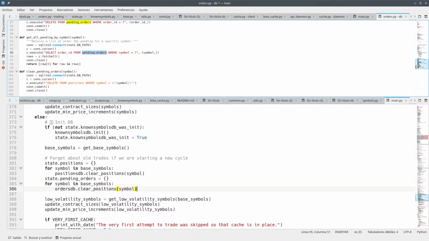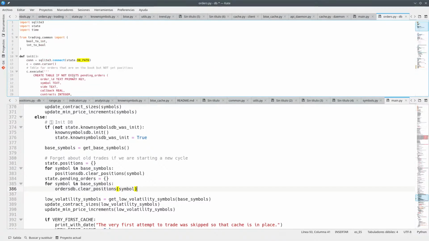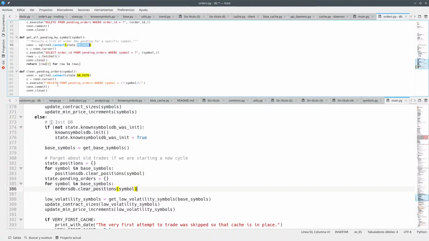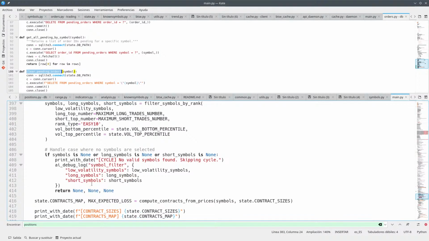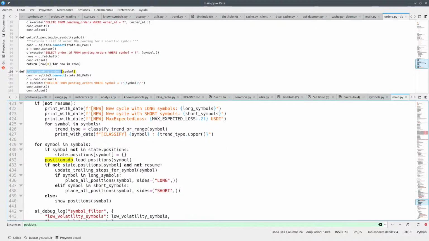And so this is pending orders, and that's it, I guess, because it's using DB path, which I guess is whatever status of all of this. So clear pending orders is the one that we want to be using here. Okay, let's keep going and see what we find out later on.